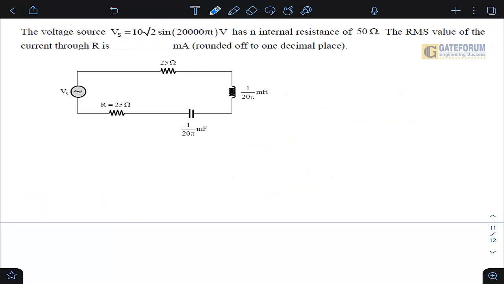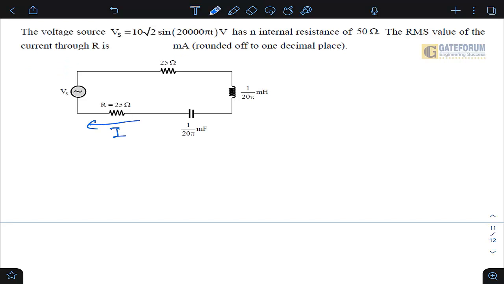This question is asked in GATE 23 of Instrumentation. This is from network subjects and from the AC circuit topic. The question is, the voltage source Vs has an internal resistance of 50 ohm. The RMS value of the current through R is dash milliampere. So we are supposed to find the RMS value of this current I.